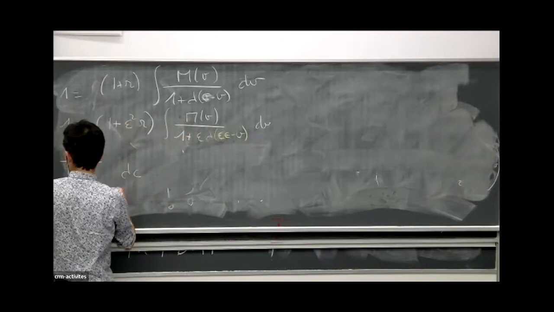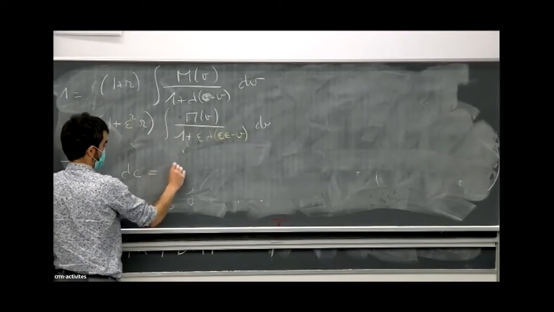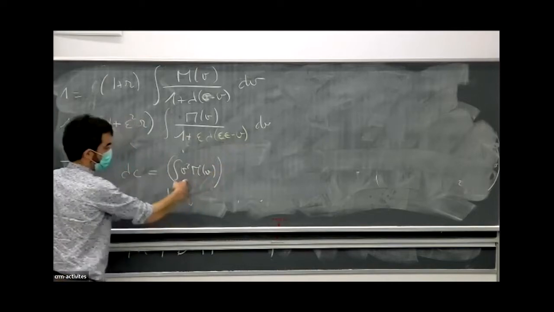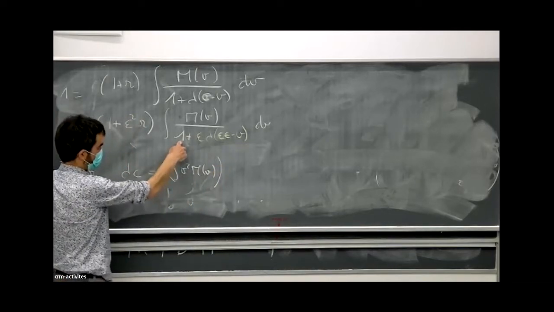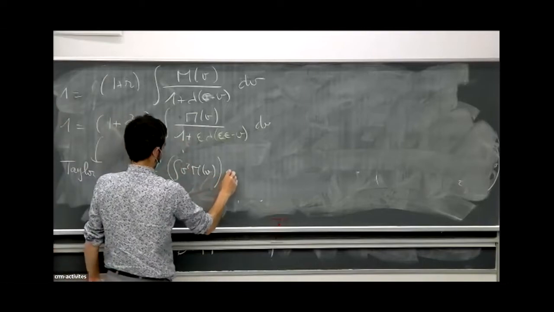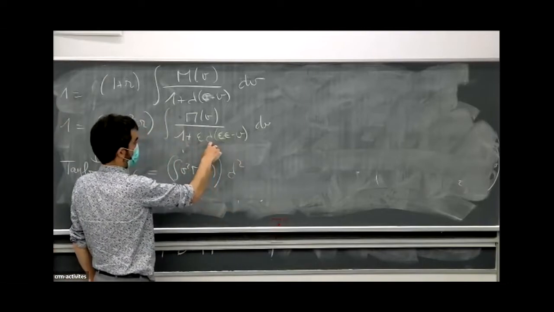And if you factor out epsilon, you get the integral of v square m of v, which is a diffusion coefficient, because you have chosen rate one here. Otherwise, it would be this divided by this times lambda square, which is this lambda square here.